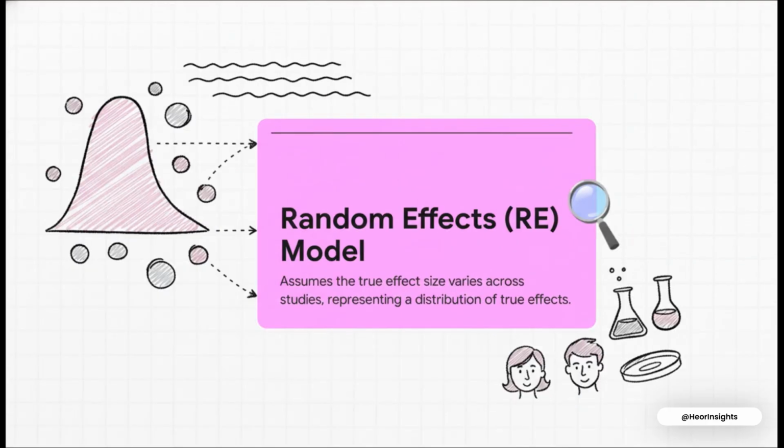The random effects model, on the other hand, sees things differently. It assumes that the true effect isn't just a single point, but is actually a distribution. It accepts that the effect size can, and probably does, genuinely differ from one study to the next, maybe because of different patient populations or slight variations in study design.